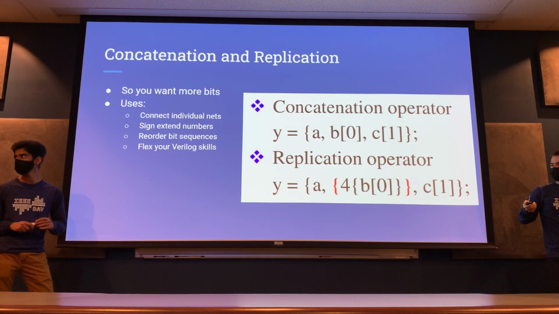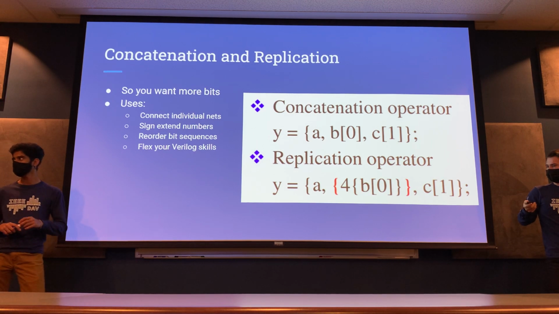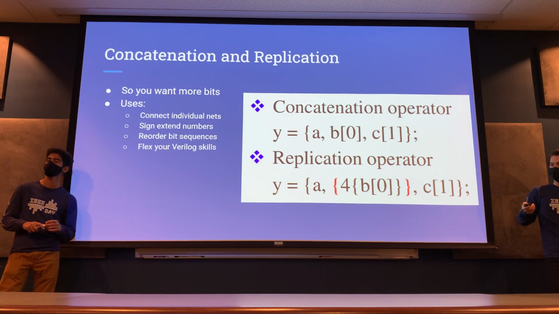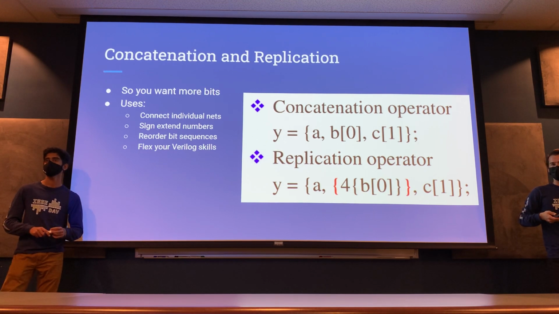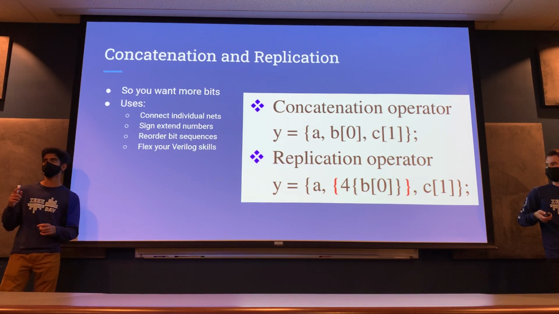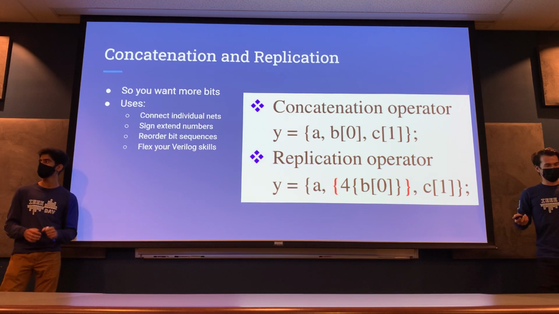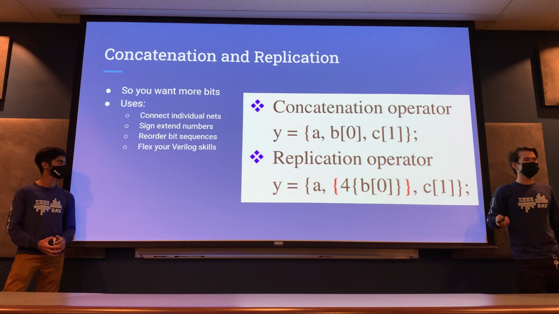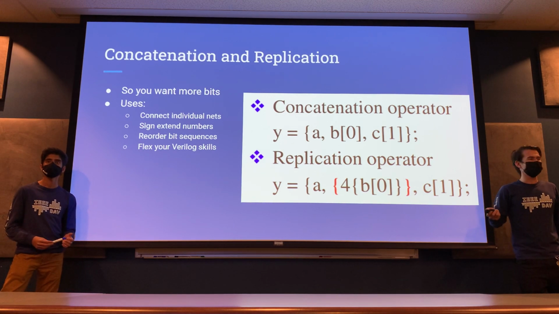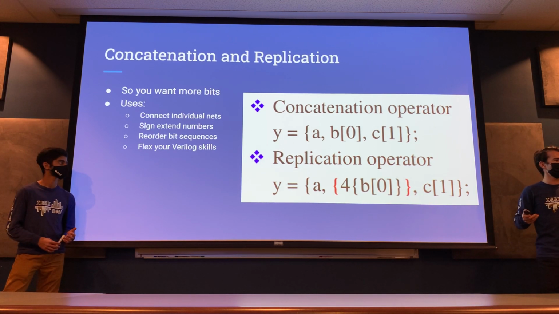For replication, is the order the multiplier first and then the bit that you're multiplying, or could it be the other way around? Multiplier goes first. It's kind of like when you write out 8 apostrophe B 0 0 0, we just follow the same order. Any more questions? Cool.